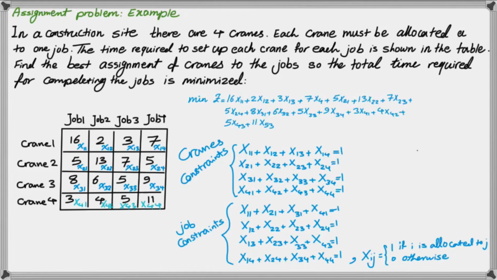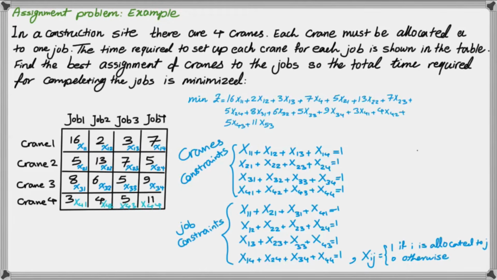And also, you have to mention in the end that all the x's are binary. If you make that allocation, the x is 1, otherwise it's 0. Now, how can we solve this problem? Since all the x's are binary variables, we haven't covered a method so far that you can solve this problem.